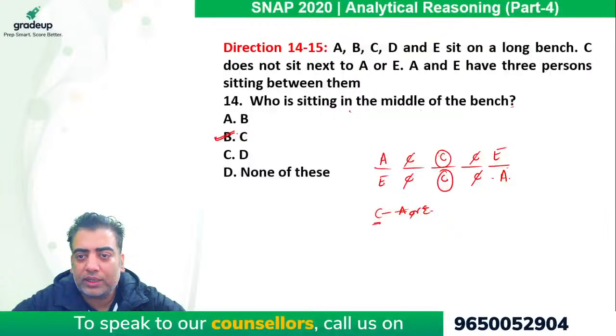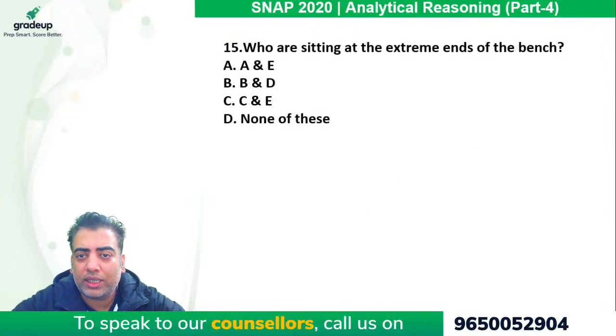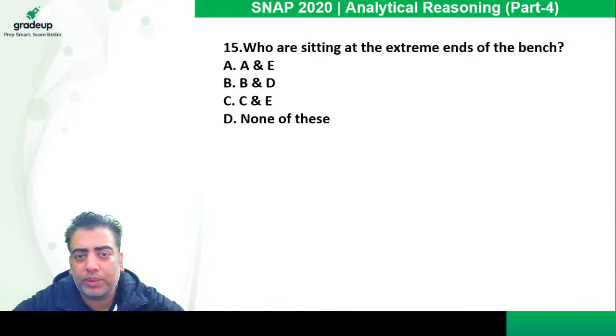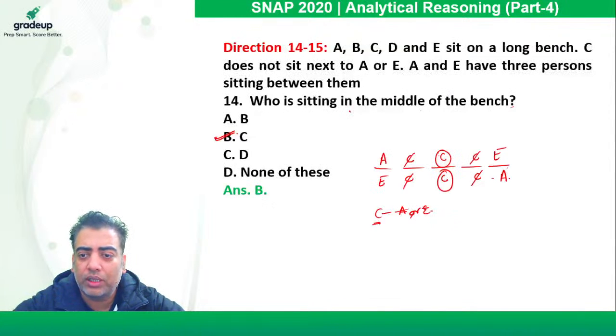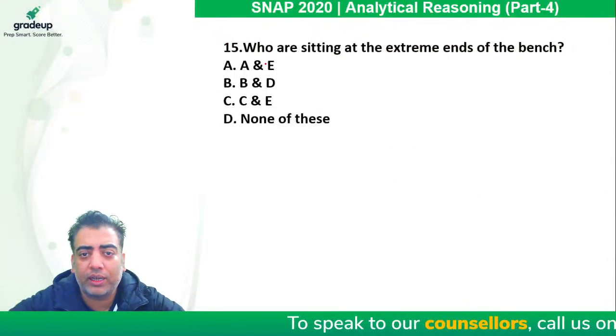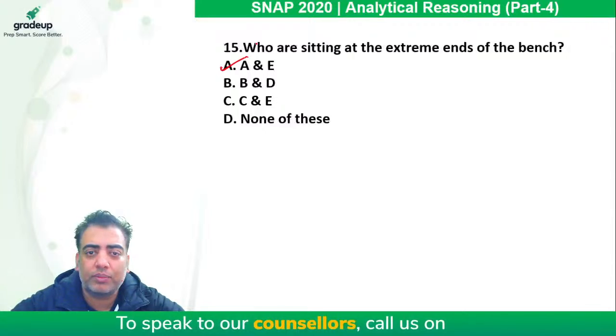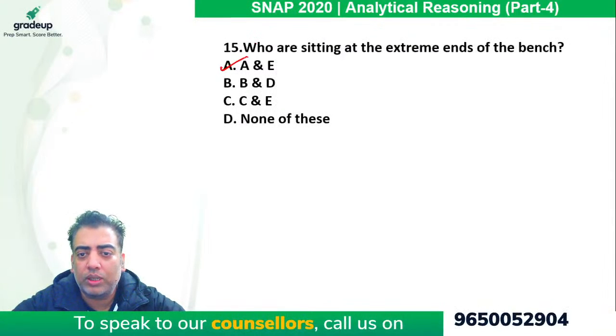Okay, so next he says, who are sitting at the extreme ends of the bench? So that is very obvious now. Answer is A and E. It is already given to me. A and E have three persons sitting between them. So this is the only possible combination.